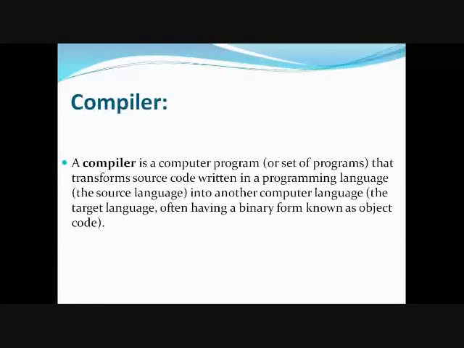A compiler is a computer program or set of programs that transforms source code written in a programming language, the source language, into another computer language, the target language, often having a binary form known as object code. This is the definition of a compiler, but simply put, a compiler translates the programming language into machine level language, which is machine code that only the computer can understand. That machine level language is in the form of binary zeros and ones.